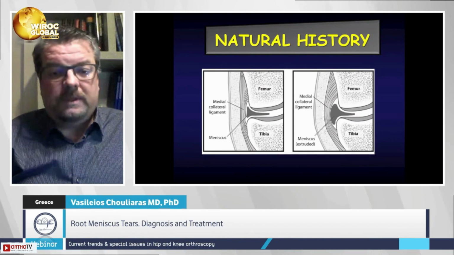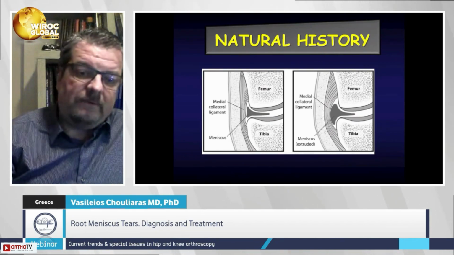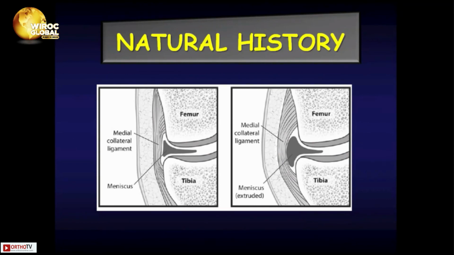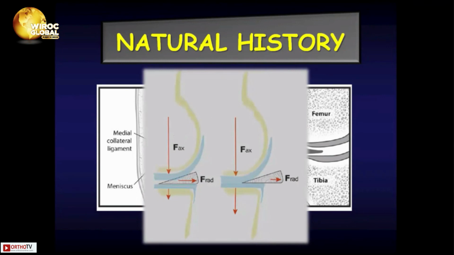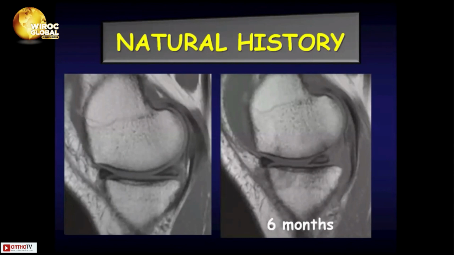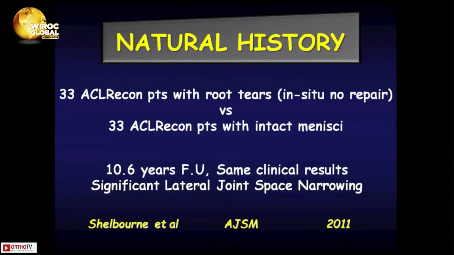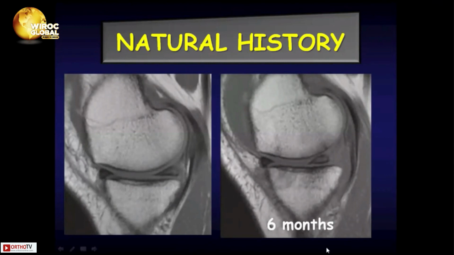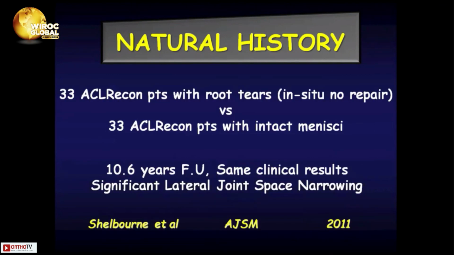The natural history of these tears is very important because we have what we call extrusion of the meniscus. And if we don't have meniscus between the tibia and the femur, this is catastrophic for the knee. Let's see here a patient with a ghost sign, which we'll talk about later. After 6 months, there is a complete disappearance of the medial meniscus, and a new chondral lesion for this patient.